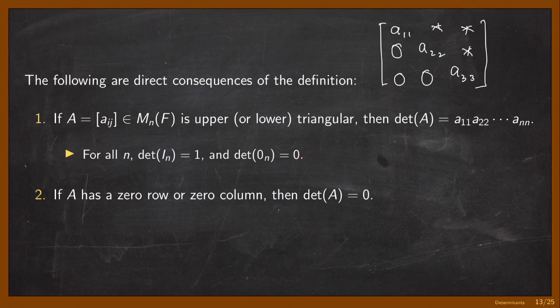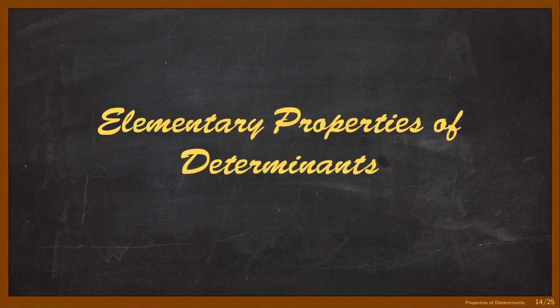Also, when a matrix has a 0 row or a 0 column, the determinant is 0 because you always have to eventually get an entry from that row or from that column. So we are now going to list down some properties of determinants that we are going to use to calculate determinants efficiently.